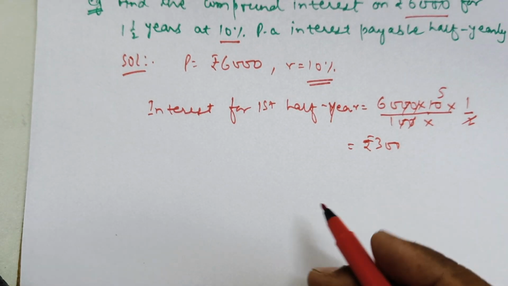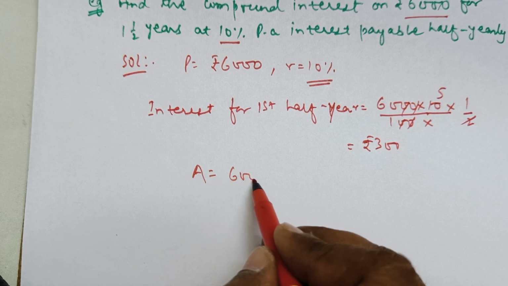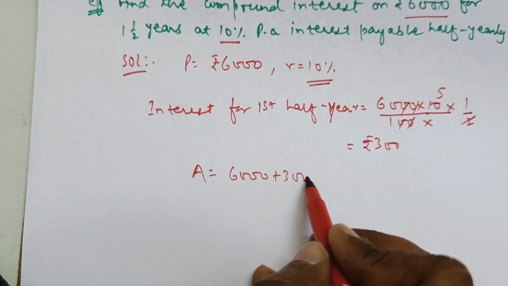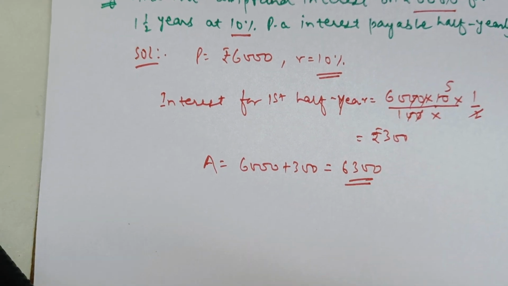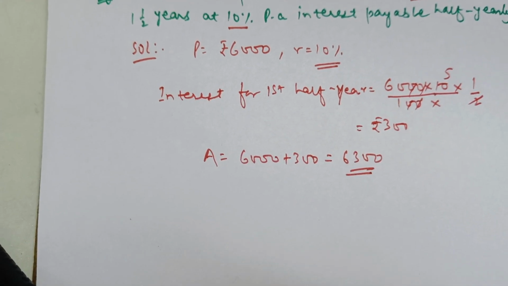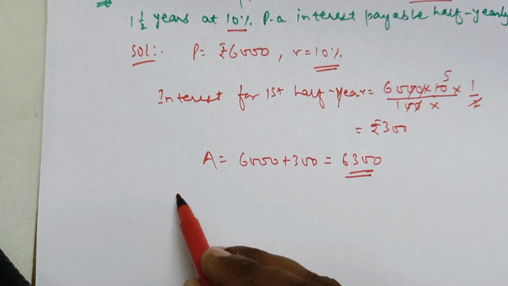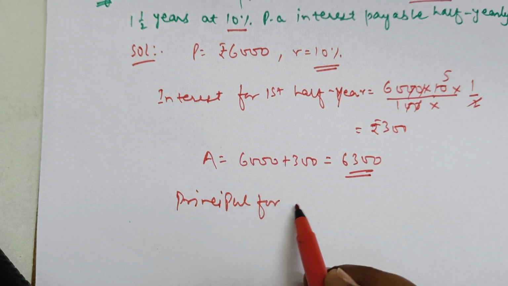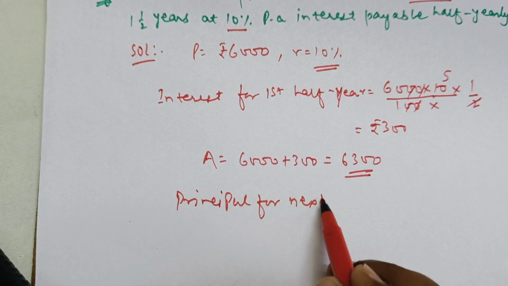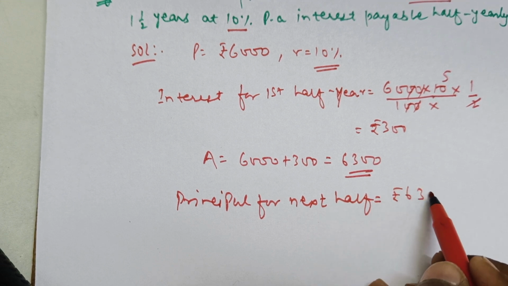Now the principal for the next half. We know how to find the amount. The amount is 6,000 plus 300, that is 6,300. This is the amount payable after 6 months, and that will be equal to the principal for the next half. So we can write: principal for the next half year is equal to rupees 6,300.